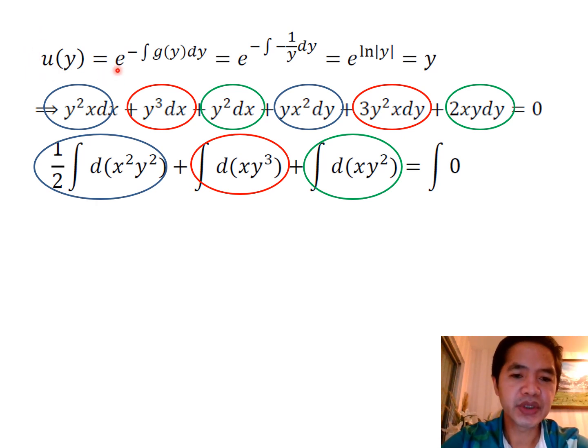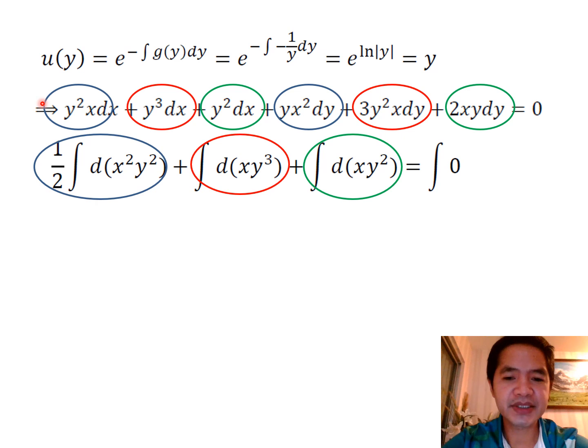The integrating factor equals e to the minus integral of g(y) dy. Don't forget the minus sign because this is a function of y only. g(y) is equal to minus 1 over y. Minus times minus is plus, so we get e to the integral of 1 over y dy. The integral of 1 over y dy is ln y, so e to the ln y gives us y only.